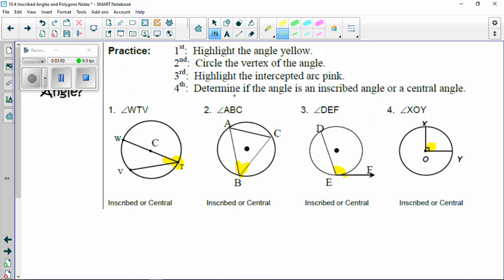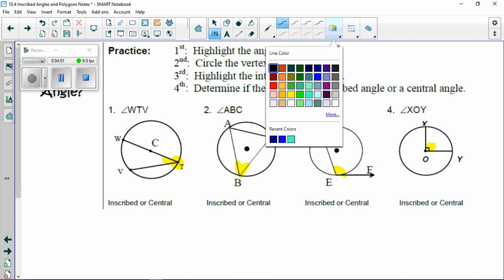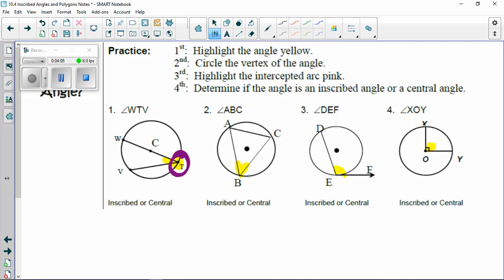Step 2, circle the vertex of the angle. So let's circle the vertex. All right, and highlight the intercepted arc pink. So now we're going to go back here and highlight the arc pink.